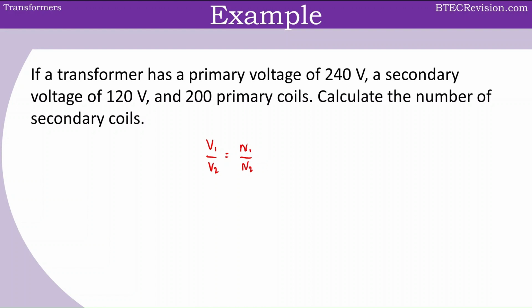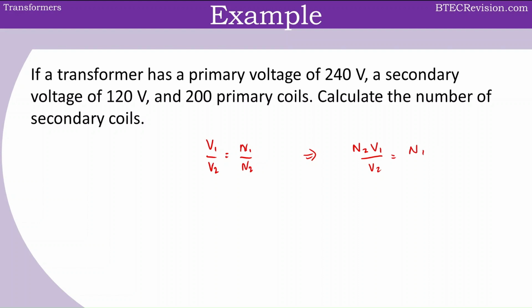And we could rearrange for N2, or we could put in the numbers first. Either way is fine. So I'm going to rearrange the equation first. So I'll times both sides by N2 to give me N2 V1 divided by V2 equals N1.